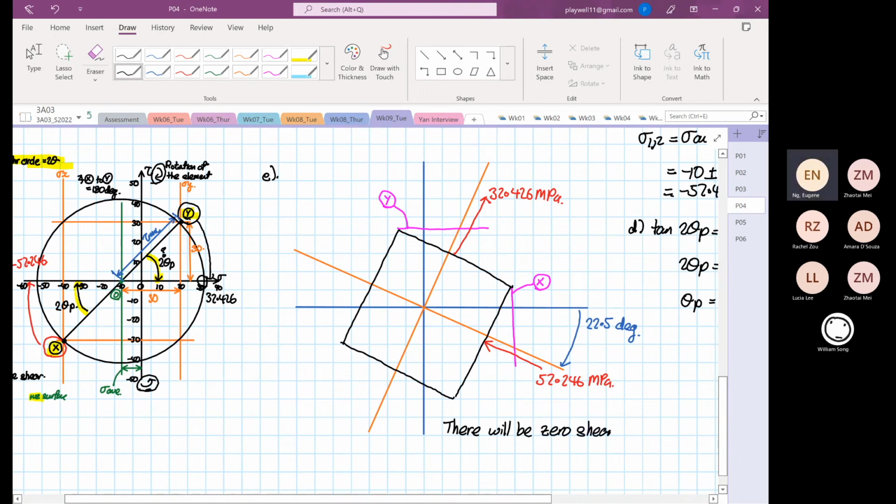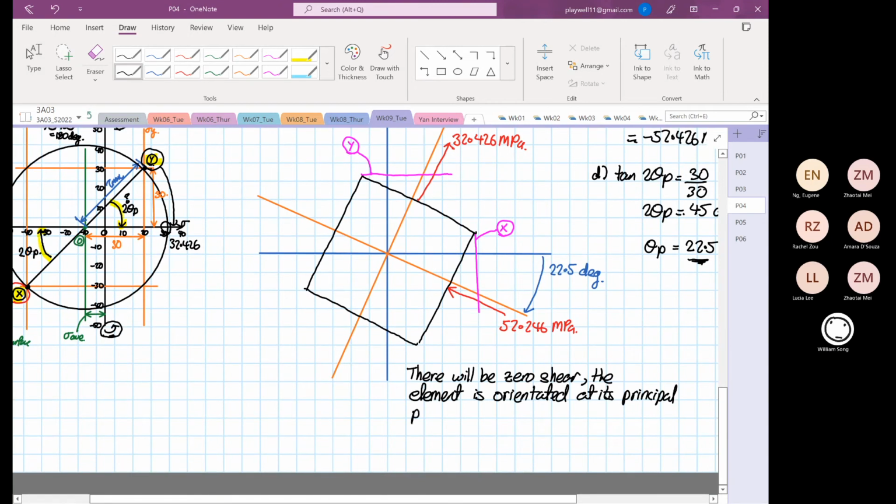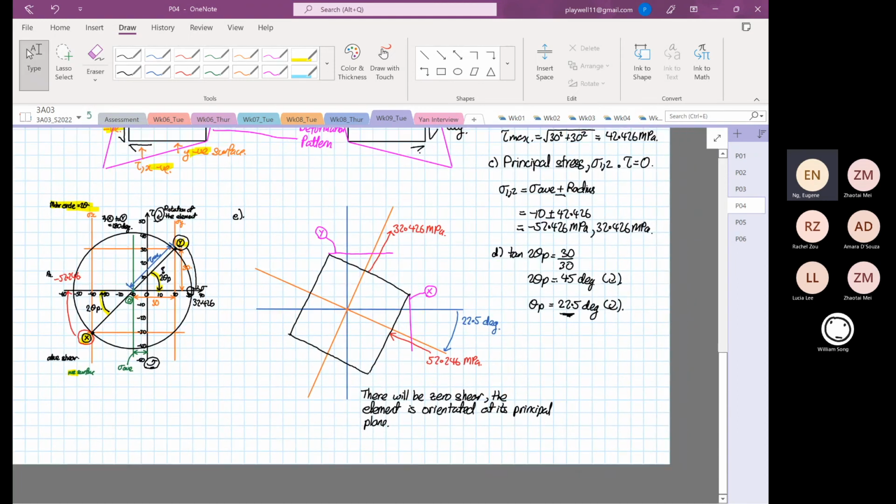and this is because the element is orientated at its principal plane. Okay, it's orientated at its principal plane. You have zero shearing stress.